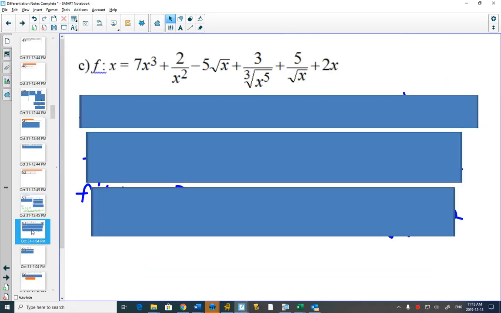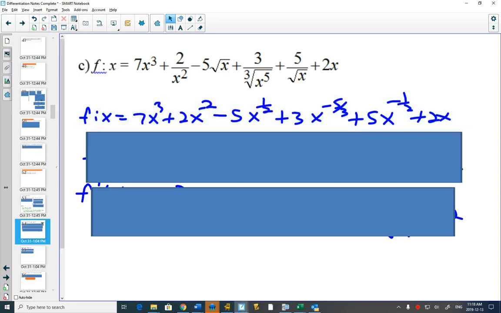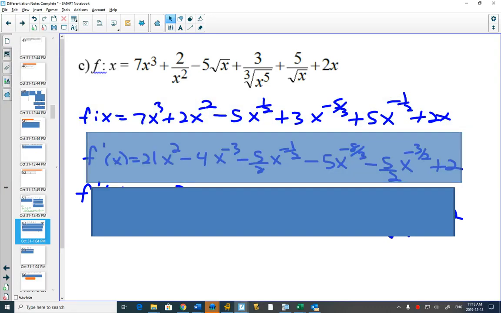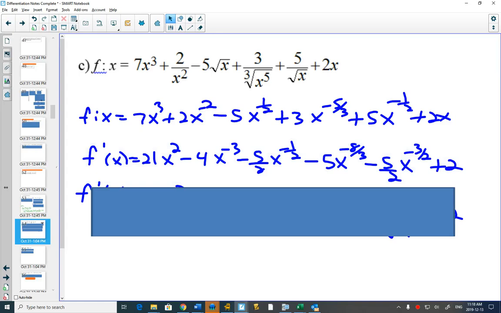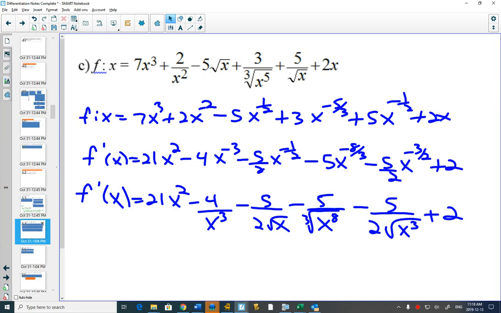All right, let's see how you did on C. First of all, changing it, then applying your derivative. And you can leave it like that with negative exponents. Sometimes in textbooks, they will always write it with radicals or positive exponents in the end. So I have that, but you can do a check to see how you did.